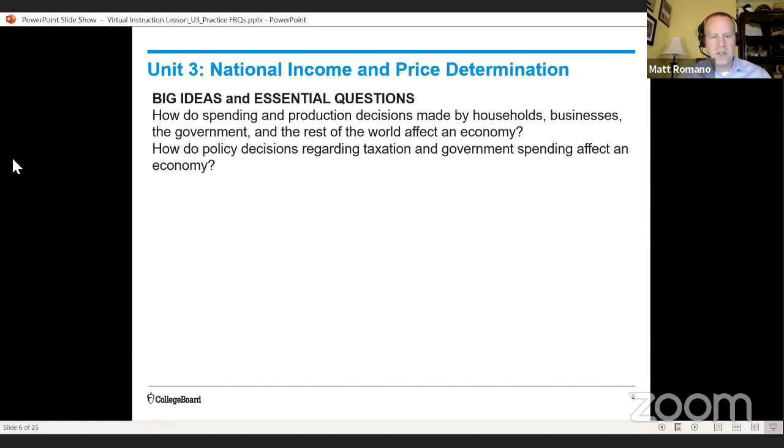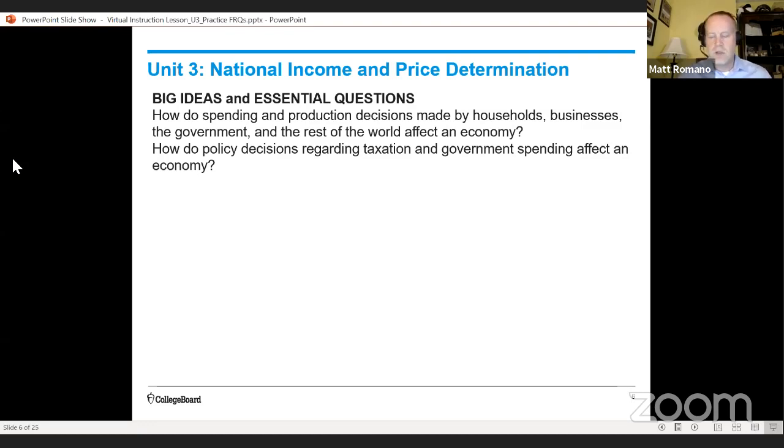And the second question is obviously about fiscal policy. How do policy decisions regarding taxation and government spending affect an economy? So again, you've been there, done that already. It's pretty clear that these are the overriding questions that you hope to answer through your study of ADAS and fiscal policy.